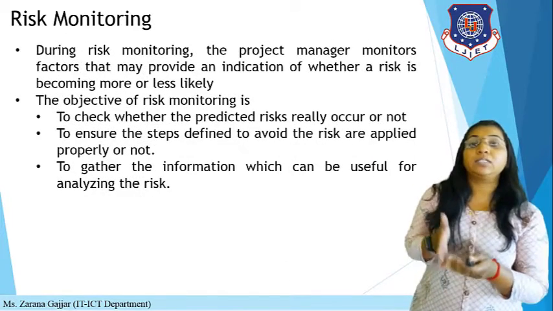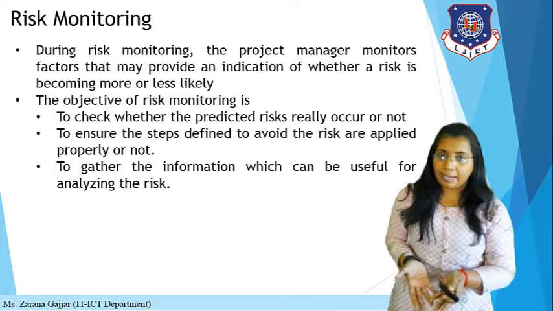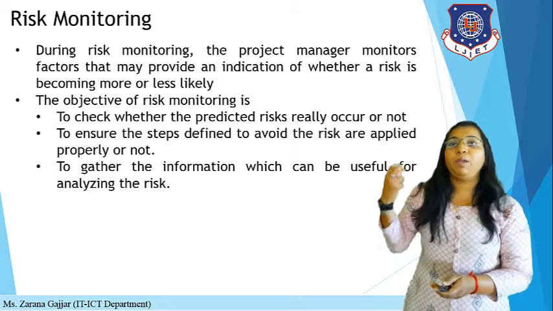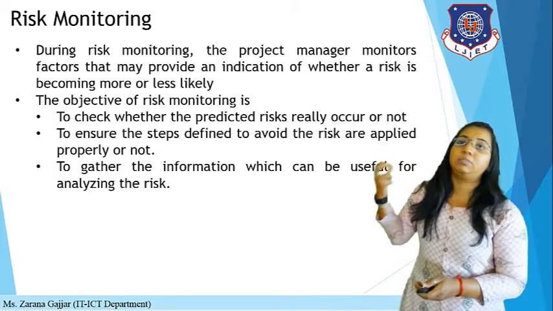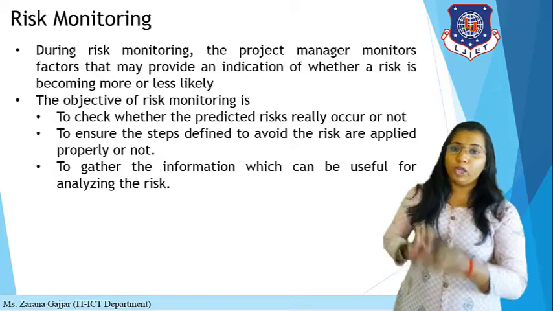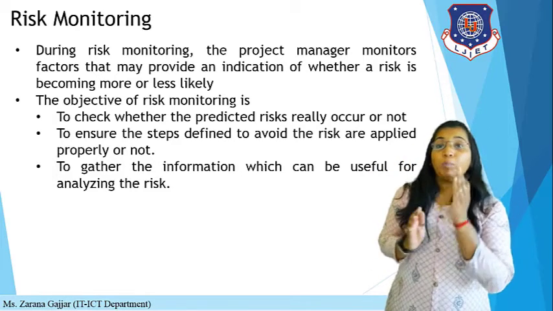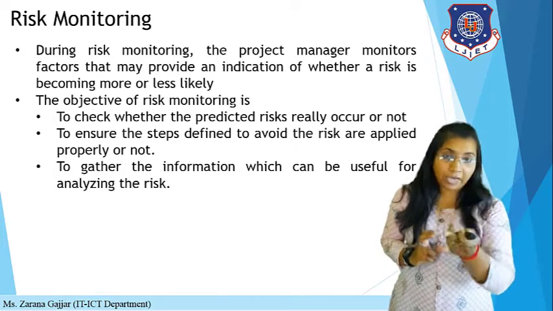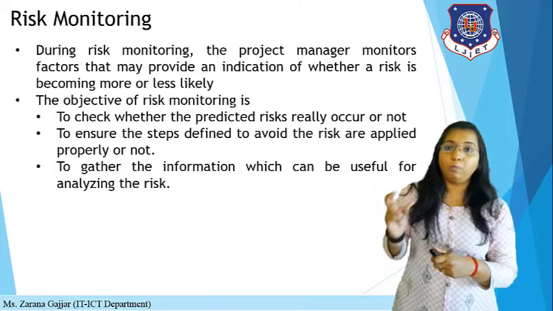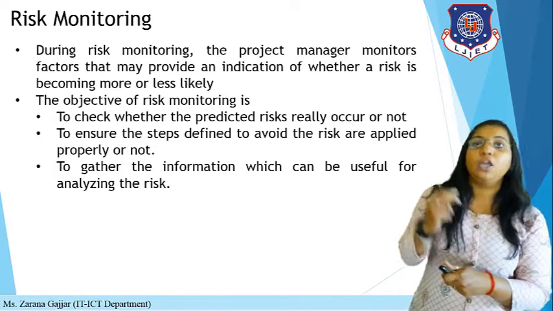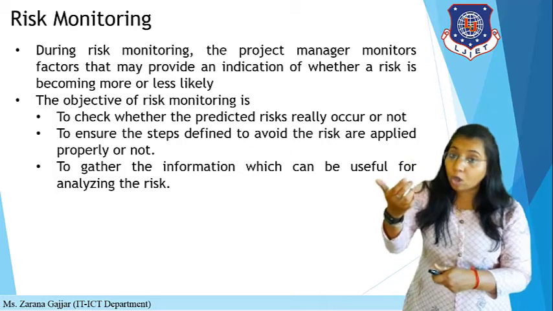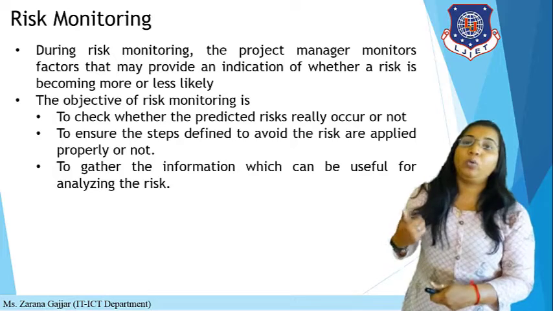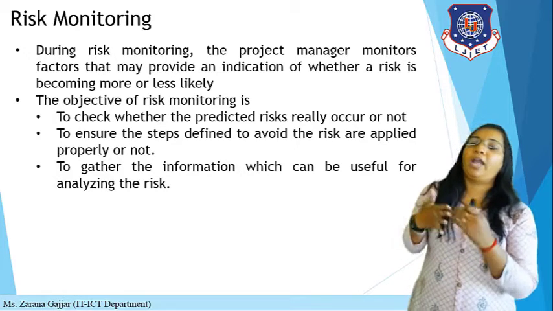Then next is risk monitoring, which means you are tracking your risk. During risk monitoring, the project manager monitors factors that may provide an indication of whether a risk is becoming more or less likely. If you have defined a general risk, now the project manager will monitor whether the risk is high impact or low impact. The objective of risk monitoring is to check whether the predicted risk really occurs or not, to ensure the steps defined to avoid the risk are applied properly or not, and to gather information which can be useful for analyzing the risk.